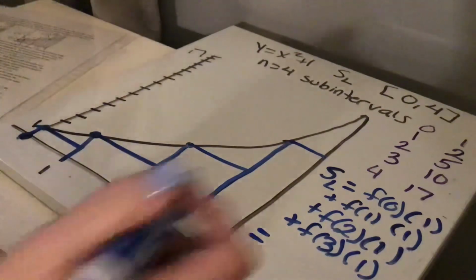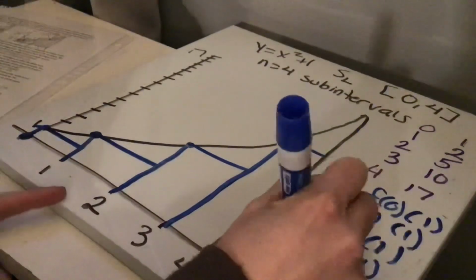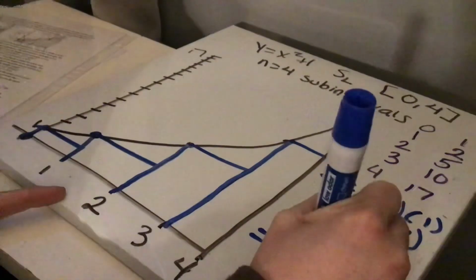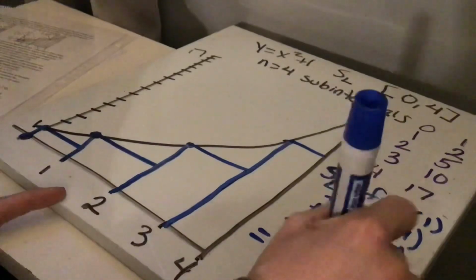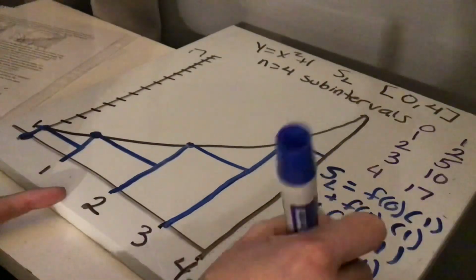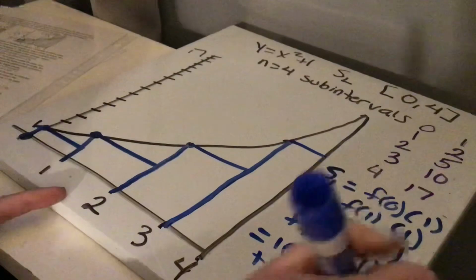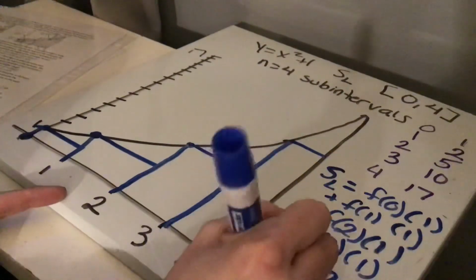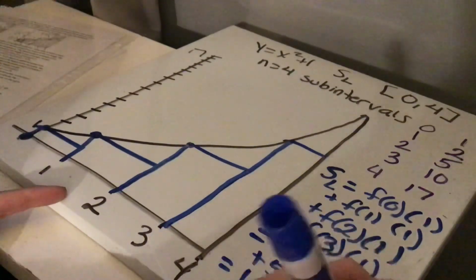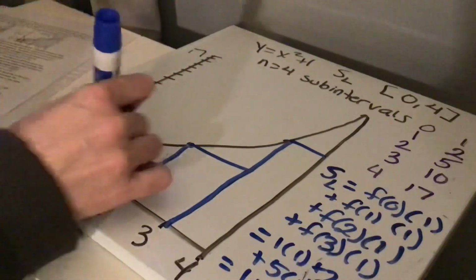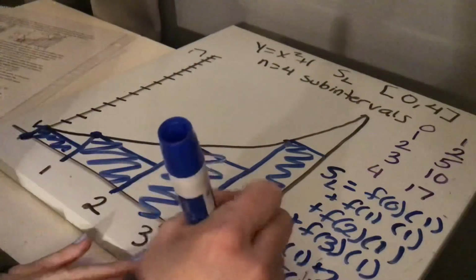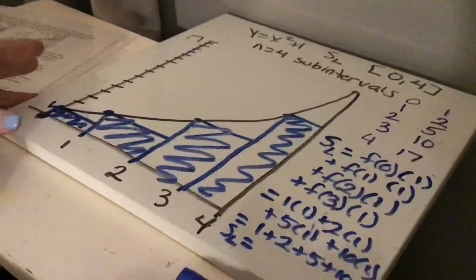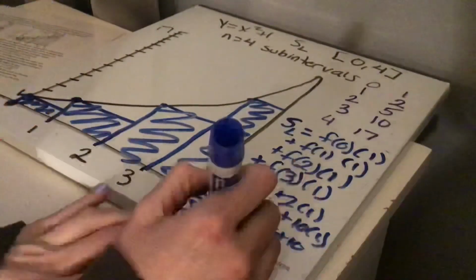All right. So that would be 1 times 1 plus 2 times 1 plus 5 times 1 plus 10 times 1. So 1 plus 2 plus 5 plus 10. And that's the area of these rectangles that were drawn for the left hand of the partition. So that's going to be 18 square units.